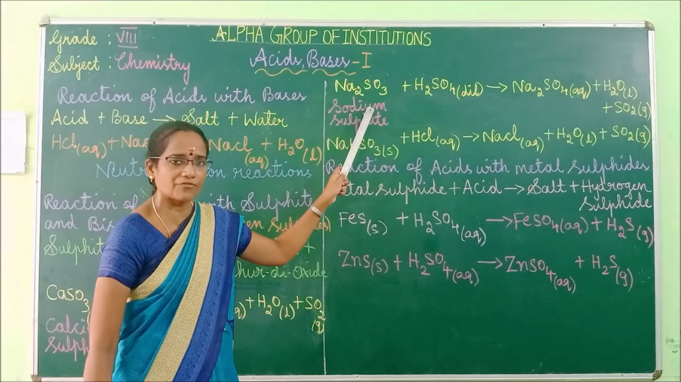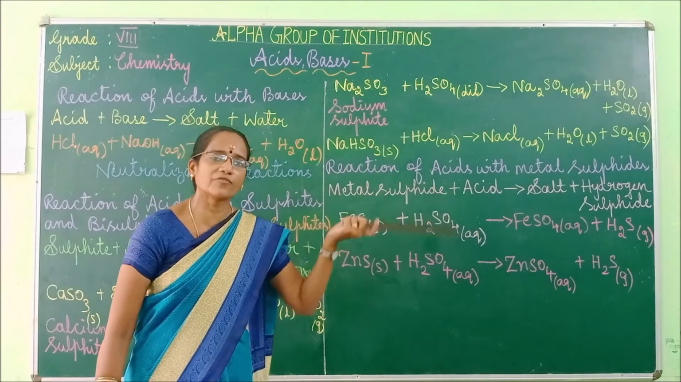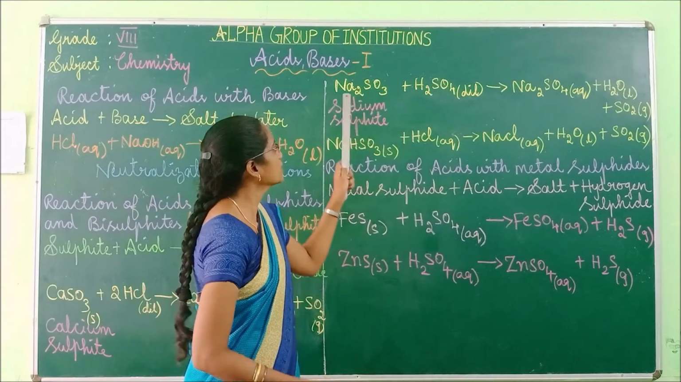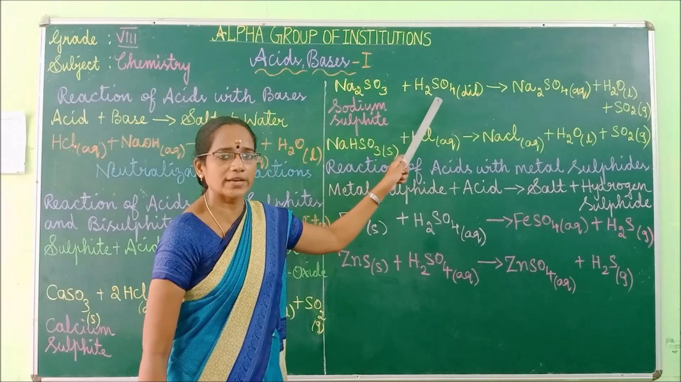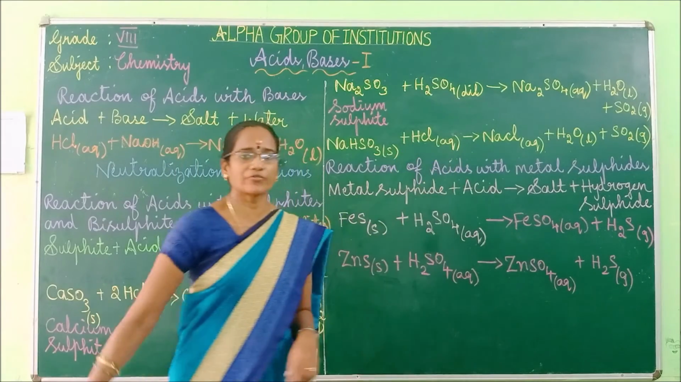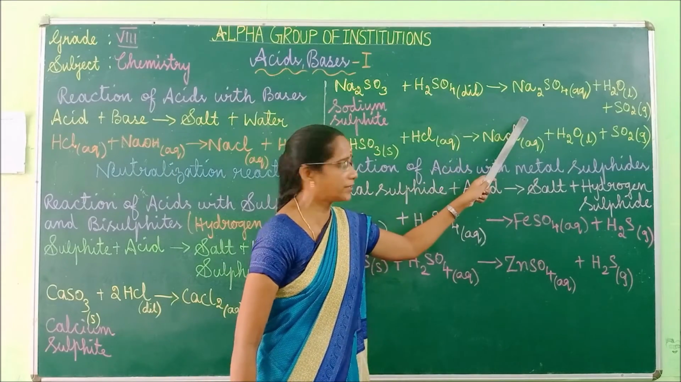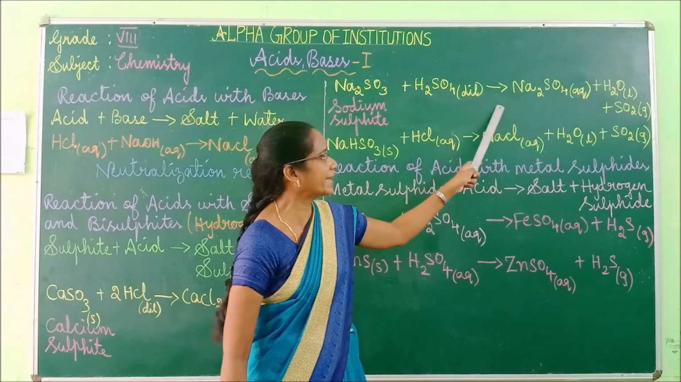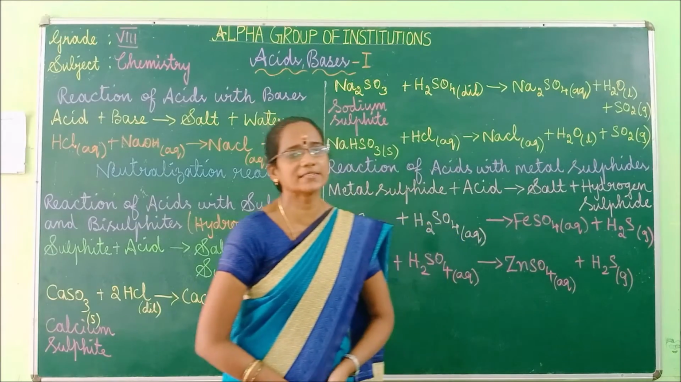Na2SO3 is sodium sulfite. When it reacts with sulfuric acid, what is the formula of sulfuric acid? It is H2SO4. So Na2SO3, sodium sulfite, reacts with H2SO4, sulfuric acid. Here you have to mention the name of the compound, sulfuric acid. Both react to produce salt, that is Na2SO4, sodium sulfate. Along with that, water plus sulfur dioxide gas is released.